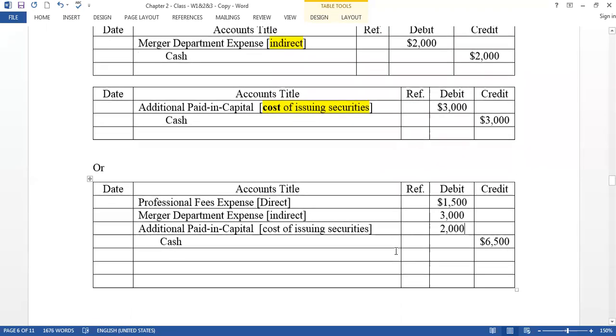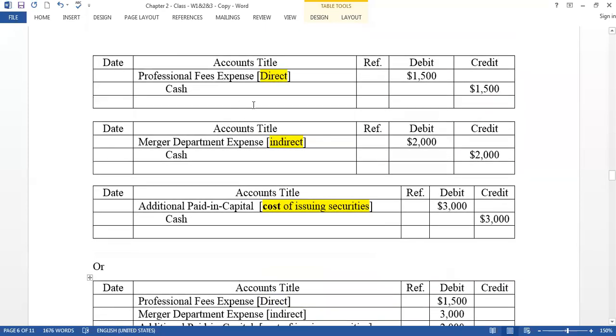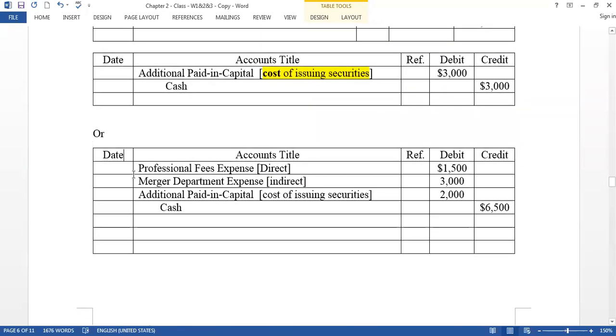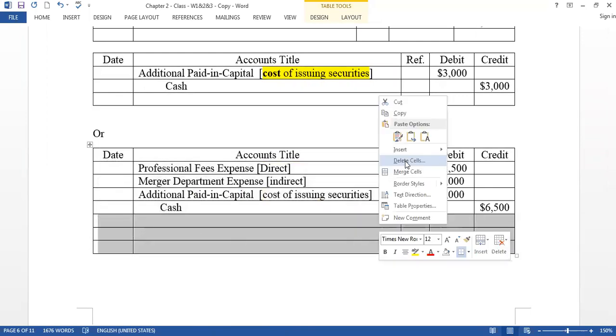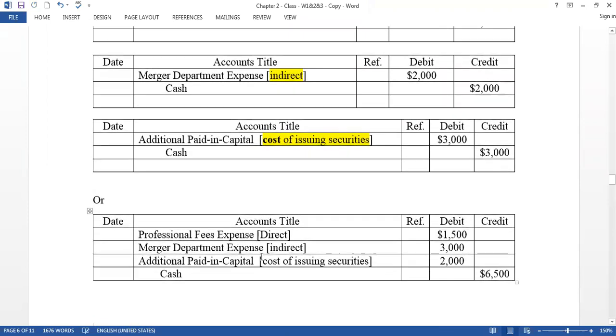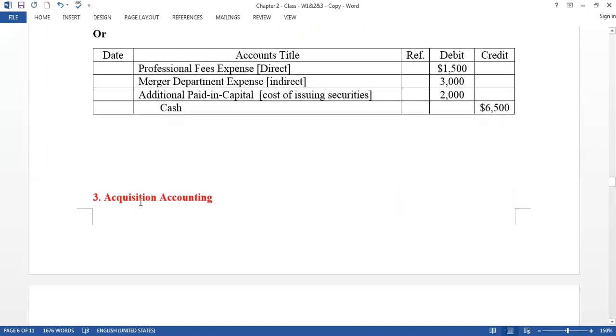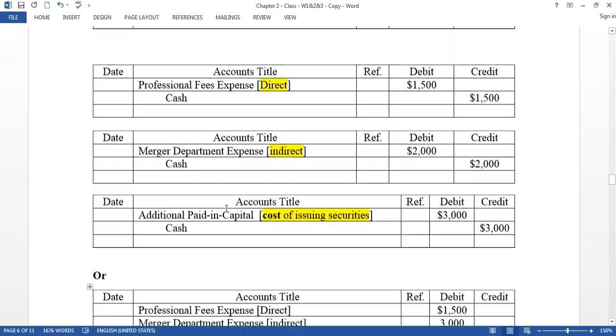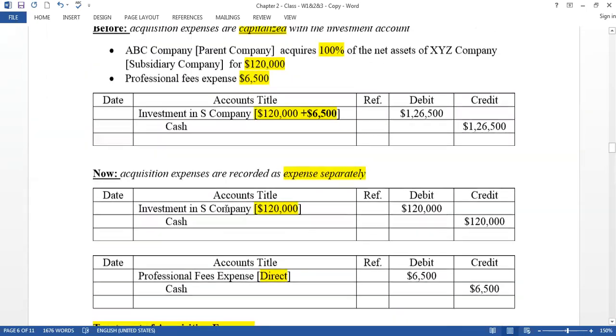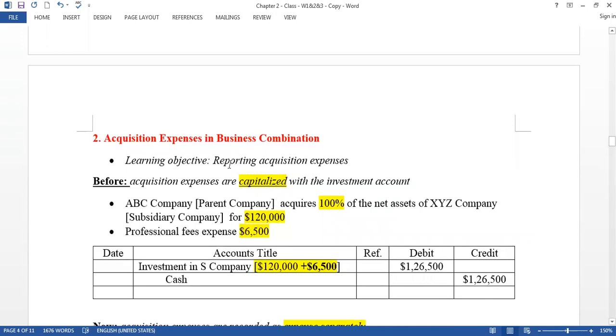Do you understand? Either you can write three individually or you can combine all of this together. Any question? Okay, so you understand the basic concept about how to report acquisition expenses according to the new rules, right?